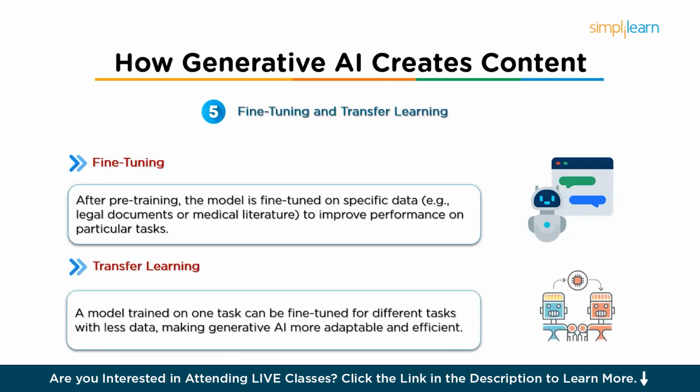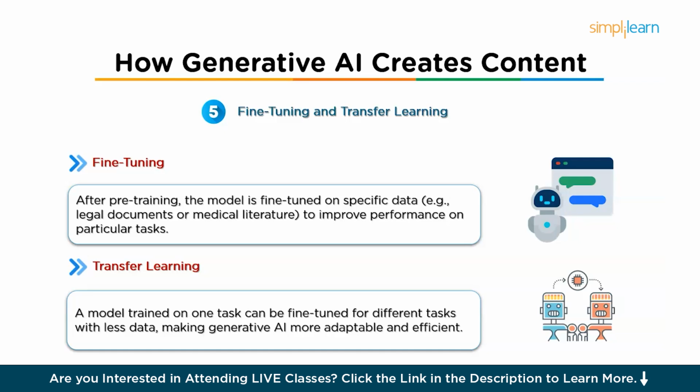And then we have transfer learning. Transfer learning is a key feature, especially in modern NLP models. A model trained on one task or domain, for example, general text generation, can be fine-tuned and adapted to perform well on different tasks with less data. This helps make generative AI models more adaptable and efficient.